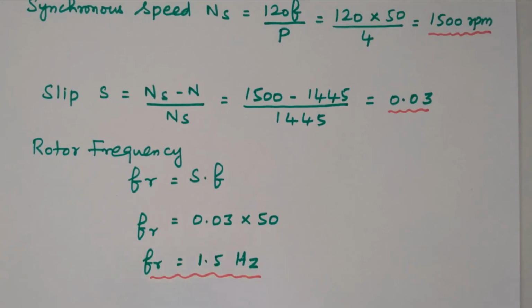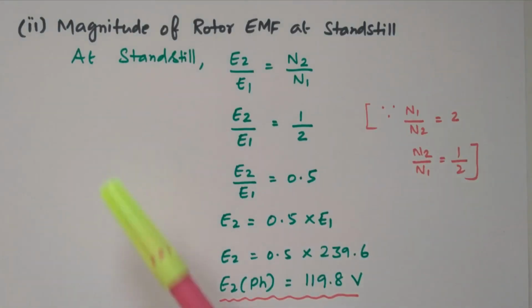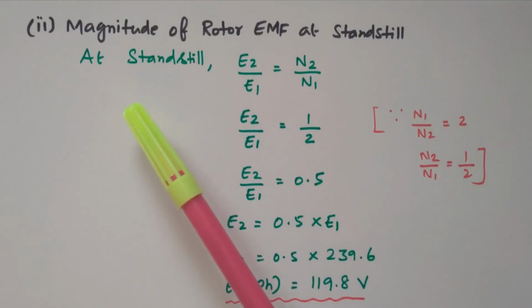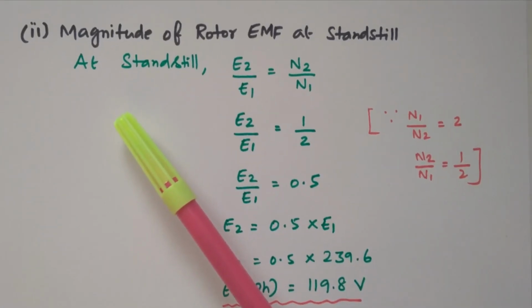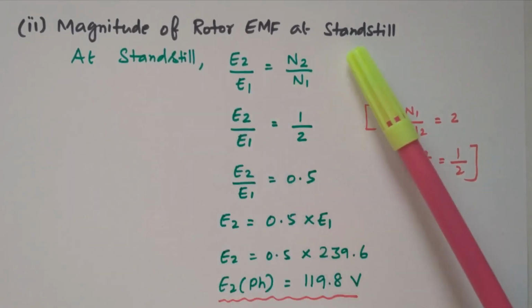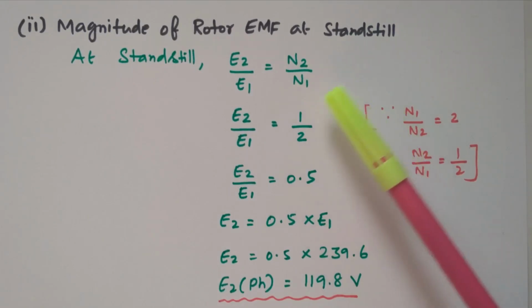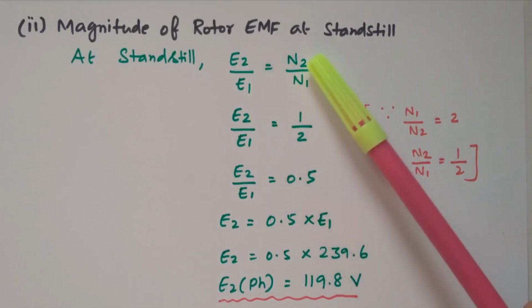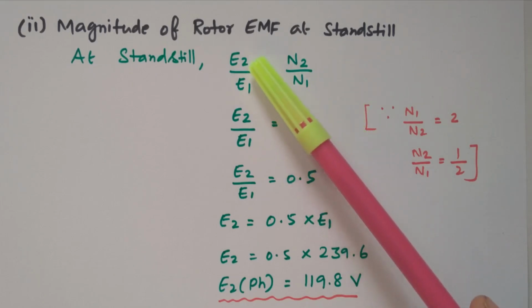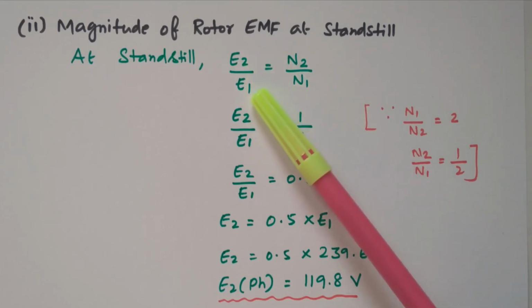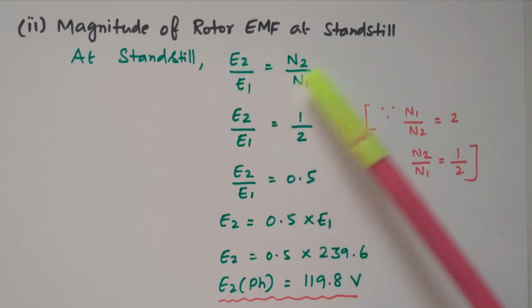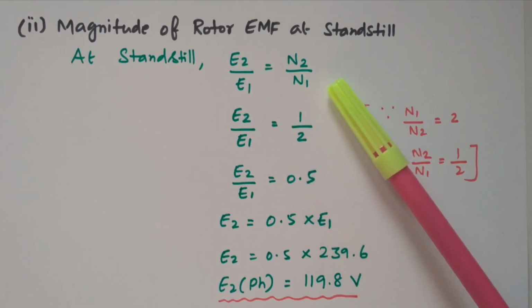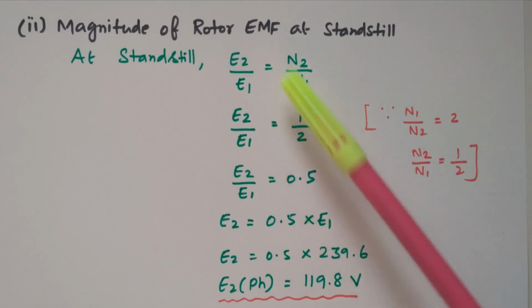Now we will find the magnitude of the rotor EMF at standstill. At standstill, E2 divided by E1 equal to N2 divided by N1. Standstill means at the starting. Previously we discussed the running condition. E2 divided by E1 equal to N2 divided by N1. Here 2 refers to the rotor, 1 refers to the stator, E refers to the EMF, N refers to the number of turns. It is very similar to a transformer. A 3-phase induction motor is also called a rotating transformer. Based on that, we are using this formula.